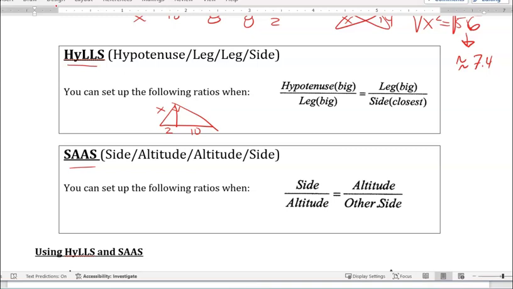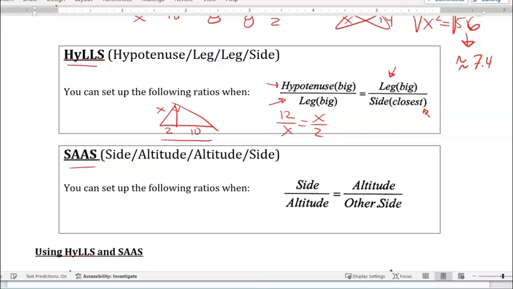And rather than drawing this out and finding out you're going to work with the small triangle and with the big triangle, instead you can do the hypotenuse of the big one over the leg of the big one equals the leg of the big one over the side closest. So in this case, the setup would be the hypotenuse of the big is 12, the leg is x, and the side closest to it out of the 2 and the 10 is the 2. And that would do the same exact thing as drawing the triangles and figuring out which ones to work with.